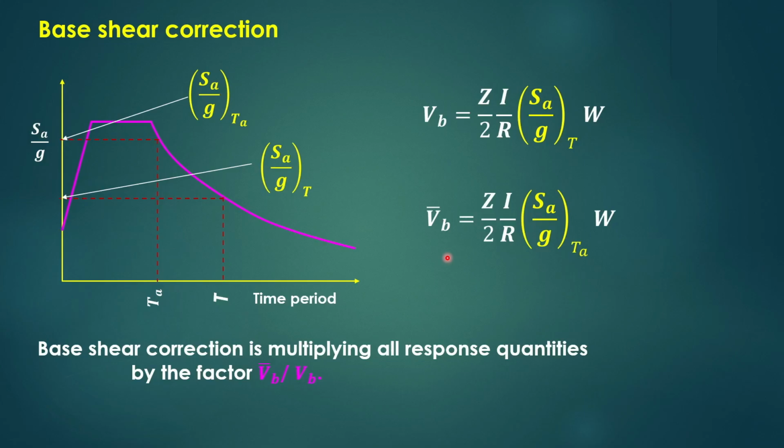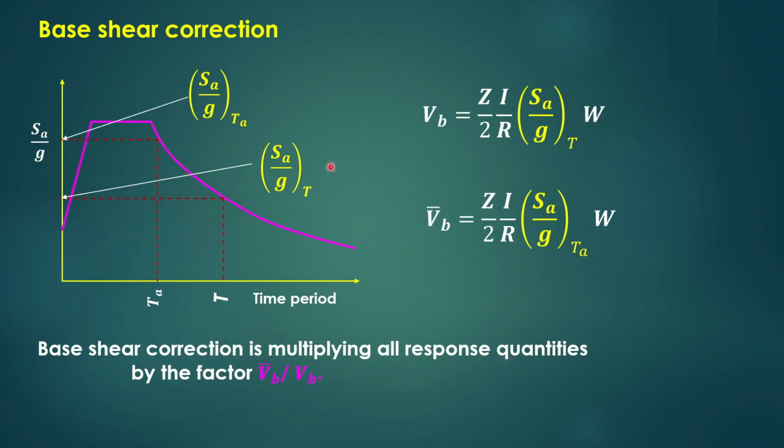So base shear correction is nothing but multiplying all the response quantities by a ratio of VB bar by VB. So this is the factor through which you have to multiply all the response quantities. What are the response quantities? Response quantities are all the internal actions which are arising out of the external actions. So these are bending moment, shear force, torsional moment, and so on. So all these quantities that are computed, of course in a software it will be given by the software, have to be now multiplied by this factor VB bar by VB.